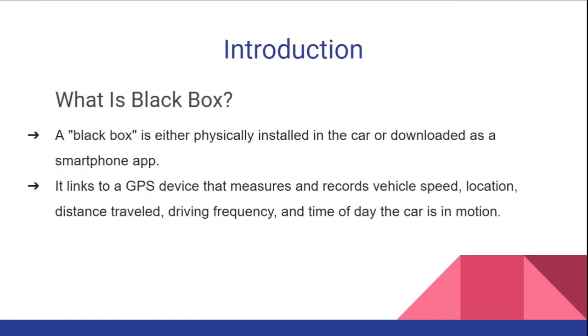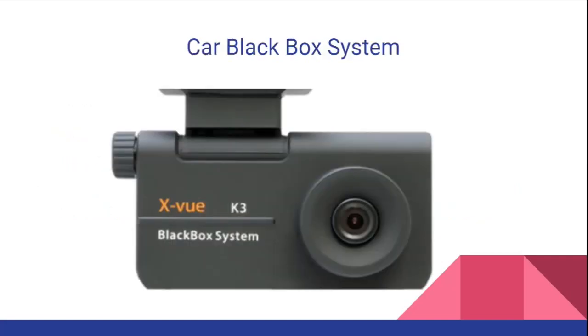A black box is either physically installed in a car or downloaded as a smartphone app. It links to a GPS device that measures and records vehicle speed, location, distance traveled, driving frequency, and the time of the day the car is in motion. This is the pictorial representation of car black box system.